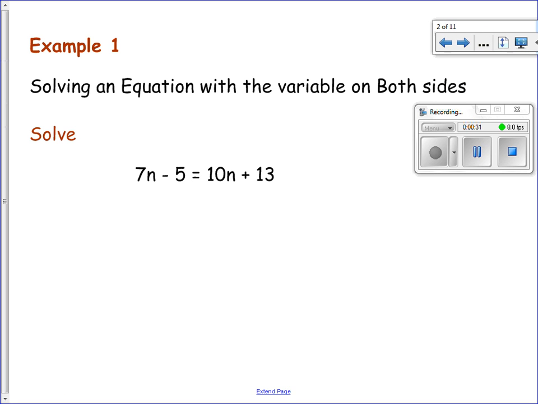First thing, you will subtract 7n from each side. Now, if you would like, you could have subtracted 10n from each side. It makes no difference. Your goal is still the same, for your variables to all be on one side and your constant terms to be on the other side.